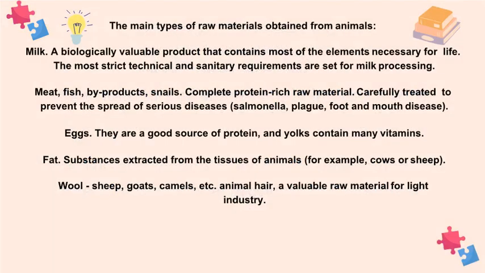The main types of raw materials obtained from animals: milk, a biologically valuable product that contains most of the elements necessary for life. The most strict technical and sanitary requirements are set for milk processing. Meat, fish, byproducts, snails. Complete protein-rich raw material, carefully treated to prevent the spread of serious diseases, salmonella, plague, foot and mouth disease. Eggs. They are a good source of protein, and yolks contain many vitamins.